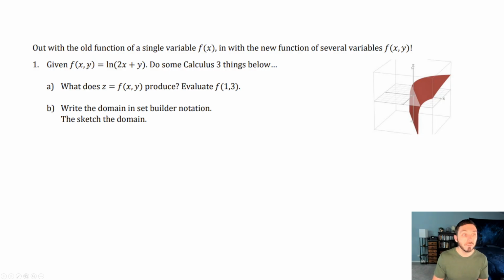A function of now 2 variables, where in goes x, y, and out shoots z. So given f of x, y, where that's going to be equal to the log of 2x plus y, we're going to do some Calc 3 things. So, what does this now produce?